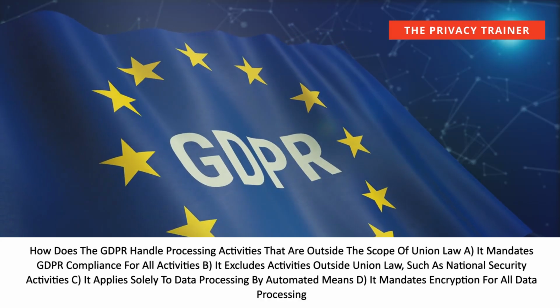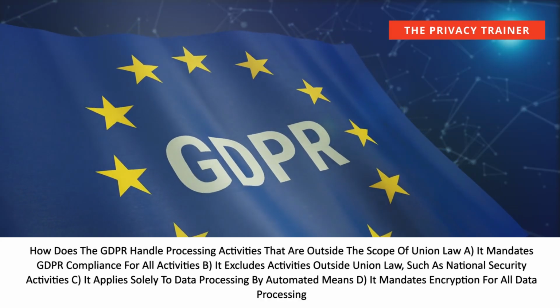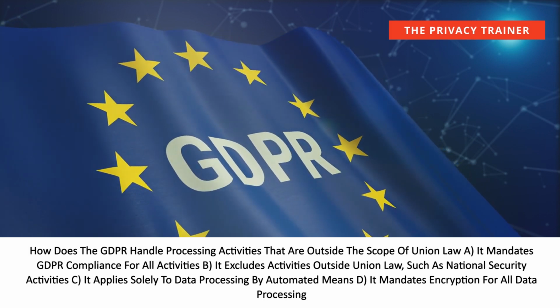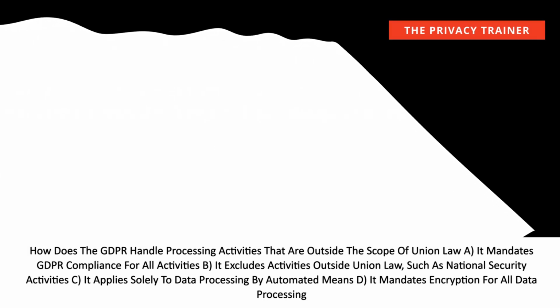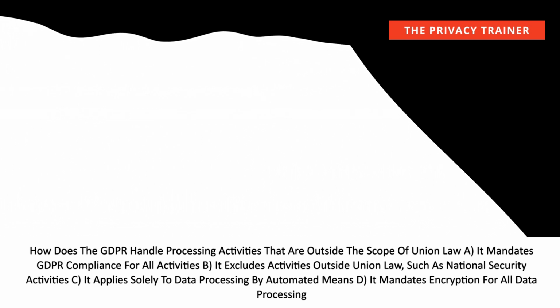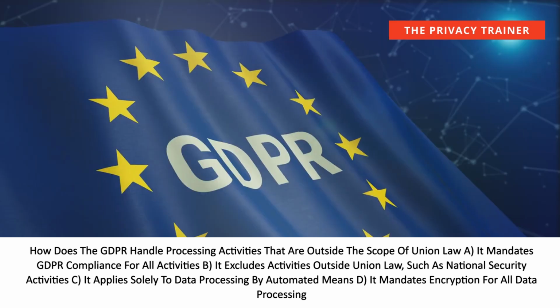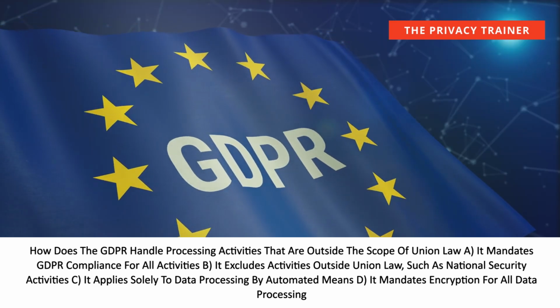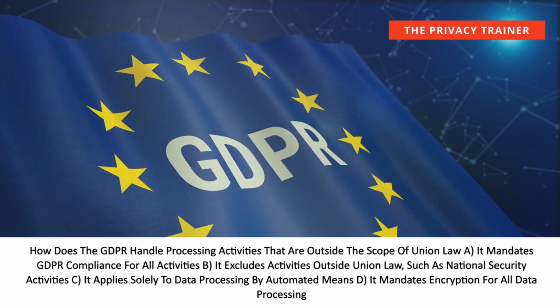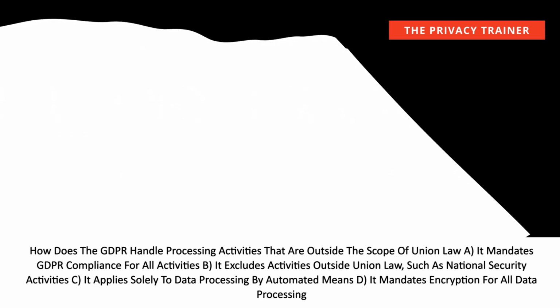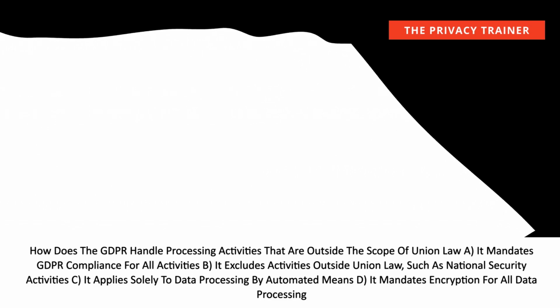How does the GDPR handle processing activities that are outside the scope of union law? A. It mandates GDPR compliance for all activities. B. It excludes activities outside union law, such as national security activities. C. It applies solely to data processing by automated means. D. It mandates encryption for all data processing.